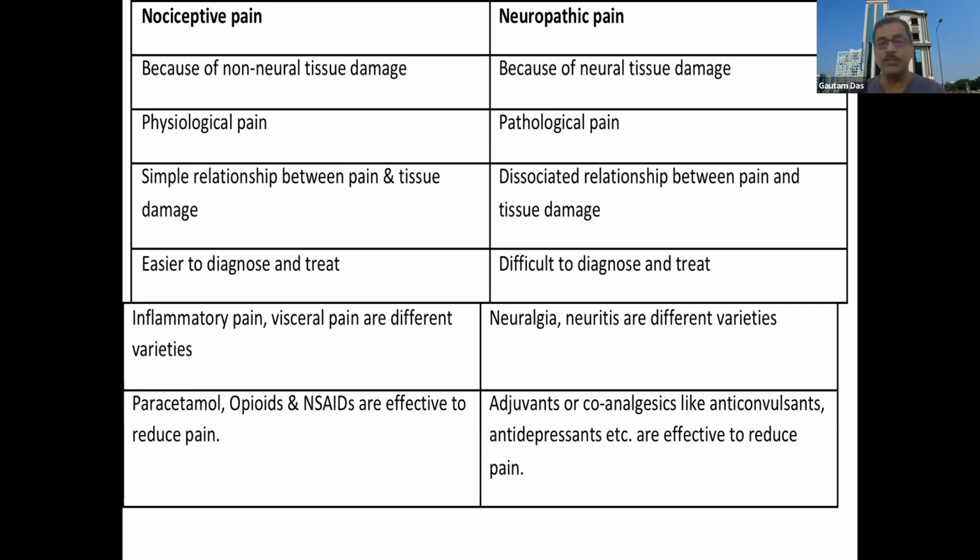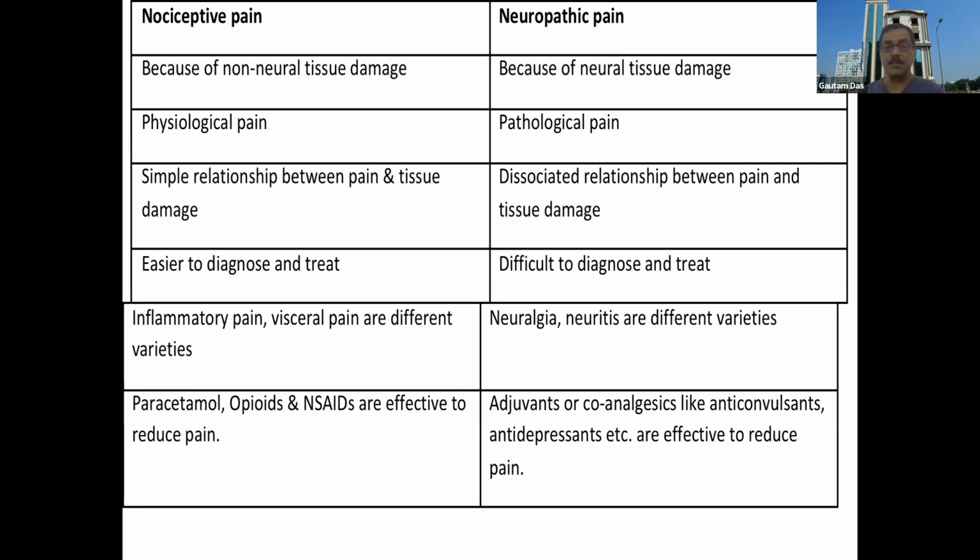Apart from them, there are a few other co-analgesic drugs which are used. They are not themselves in the class of the analgesics. They are meant for a different purpose, but ultimately it has been seen that they are very effective in neuropathic pain, and they are called adjuvant drugs. So nociceptive pain and neuropathic pain. And a third kind of pain has also been recently defined by the International Association for the Study of Pain. What is that? That is your nociplastic pain.